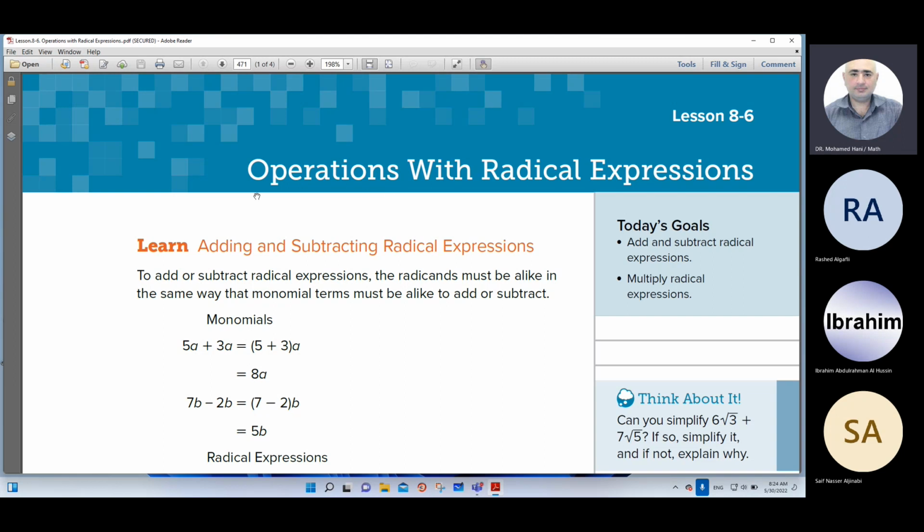Operations, write this title please. Operations with radical expressions. We want to learn adding and subtracting radical expressions.